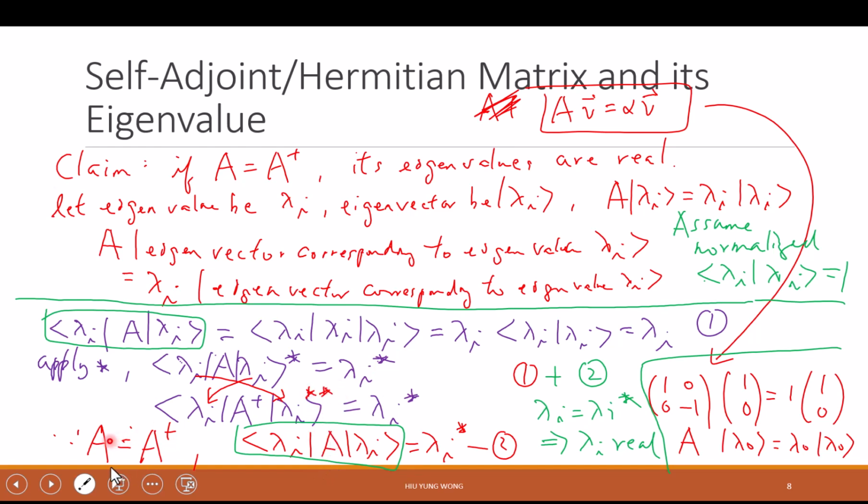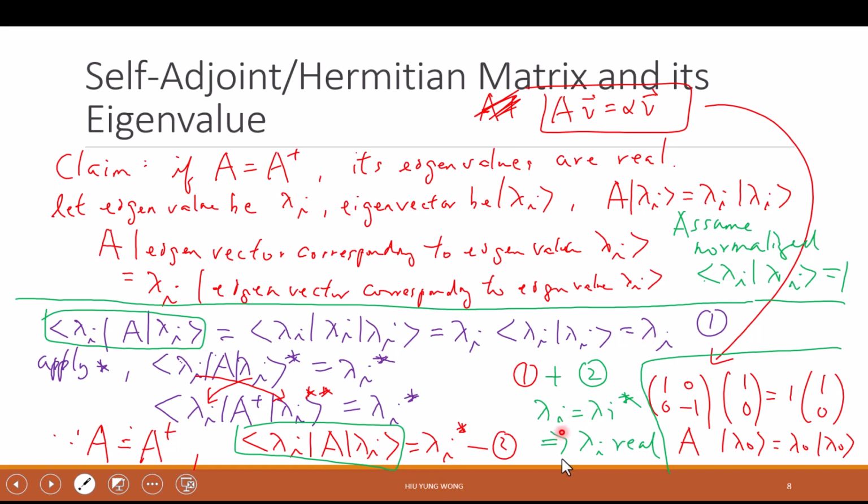And remember, this is Hermitian, so A equals A dagger. So I again can write this one as A. Right? And this one doesn't change. So basically, I'm saying that this expression, which is the same as this one, equals lambda I star. It also equals lambda I.